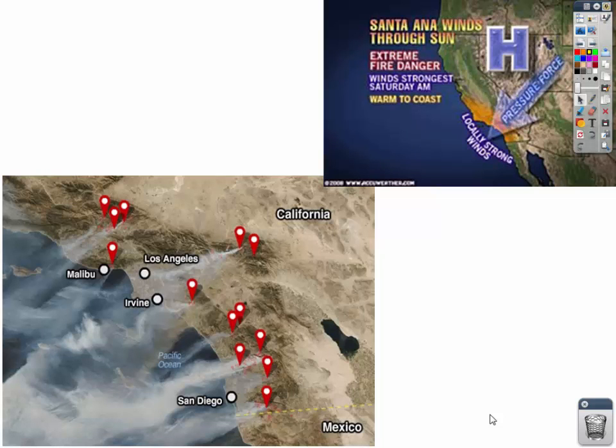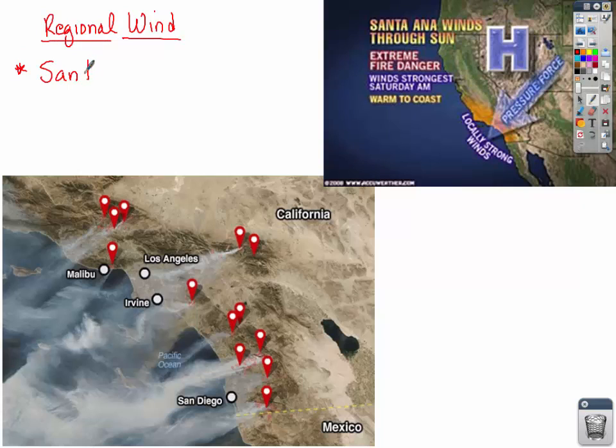Let's take a look at these wind types in a little bit of a different way. This is more of a regional wind, right, as opposed to a local wind that's localized to a coastline or a mountain valley province. This regional wind, and we're going to start here with the Santa Ana wind. It's more regional, meaning it stretches for a little bit farther of a region.